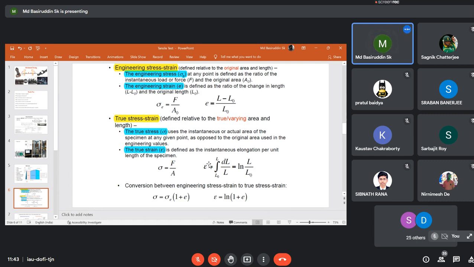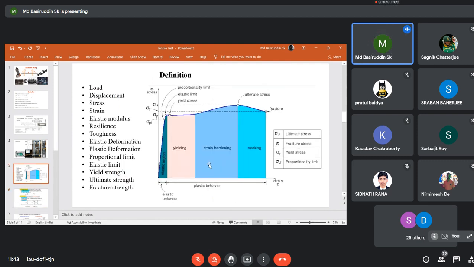I will come to this particular slide a little bit later, but before that, please tell me what type of stress strain curve is presented in this slide. Sir, engineering stress strain curve. Okay. Now, quite explicitly, I have separated the different zones of this stress strain curve.